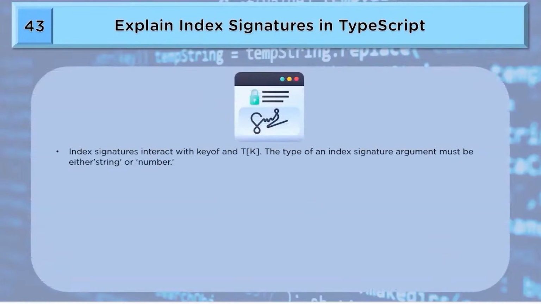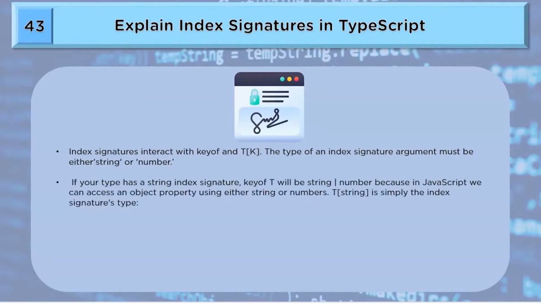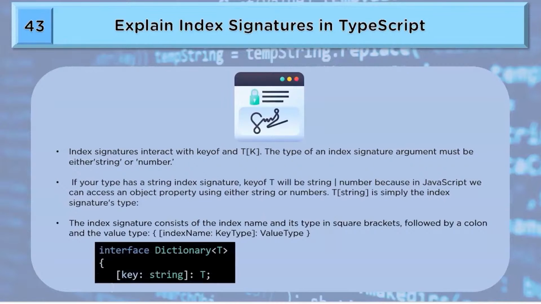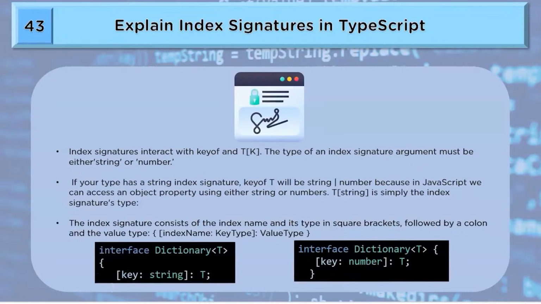Index signatures interact with keyof T and T[K]. The type of an index signature argument must be either a string or a number. If your type has a string index signature, keyof T will be string or number, because in JavaScript we can access an object property using either strings or numbers, and T[string] is simply the index signature's type. The index signature consists of the index name and its type in square brackets, followed by a colon and the value type.